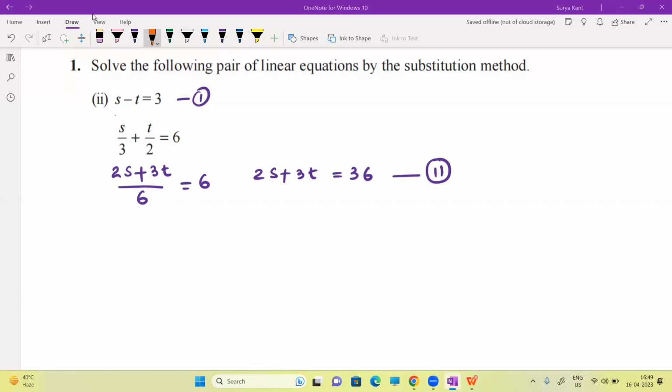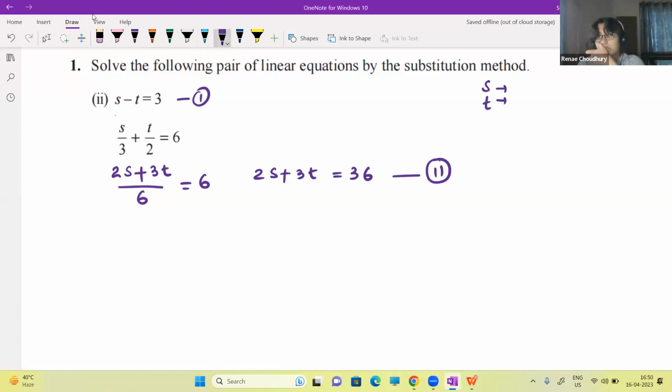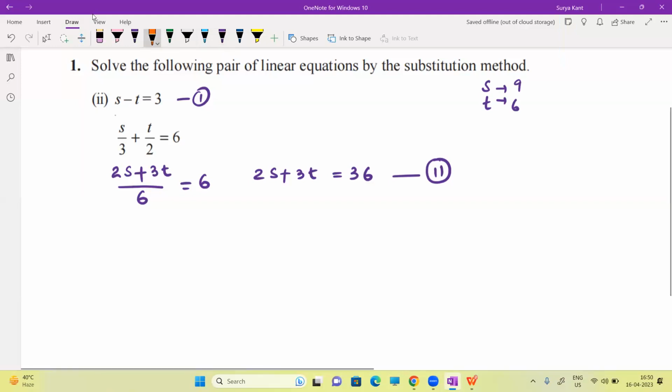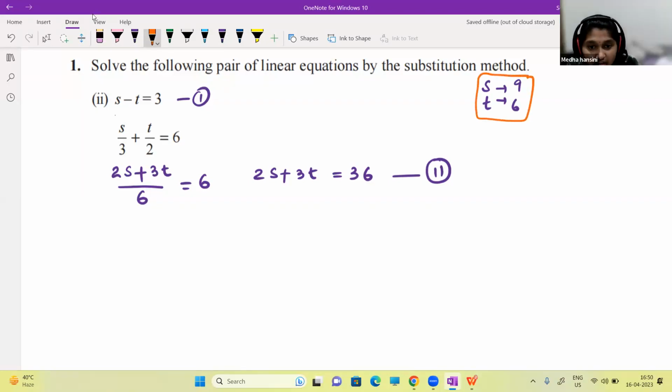You got the answer, Reni? Yes, sir. Tell me the value of S and T. For T, I got 6 and S, I got 9. S is equal to 9 and T is equal to 6, right? Yes, sir. So 9 minus 6 is 3. All right, fine. So Hansini, you are not getting it right. Yesterday we discussed all these sums. Tanishka, you also got the same answer? Yes, sir. I was late, that's why I didn't.